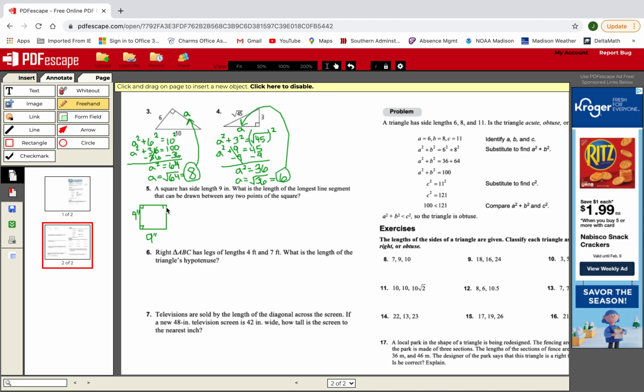And it says, what is the length of the longest line segment that can be drawn between any 2 points of the square? Well, hopefully you recognize that a diagonal is such a line segment. So we're going to draw a diagonal in here, and I'm going to try to make a line work inside the square so that we can see an actual perfect-ish line.